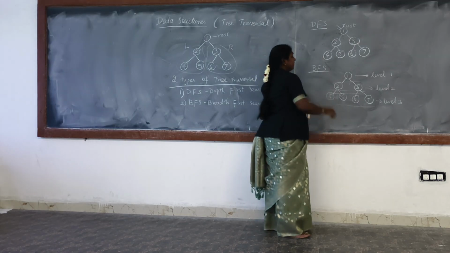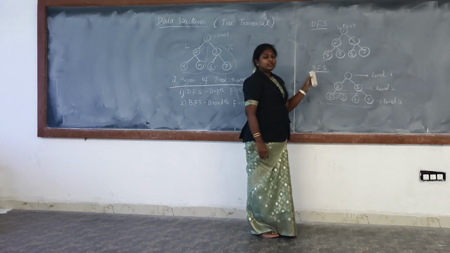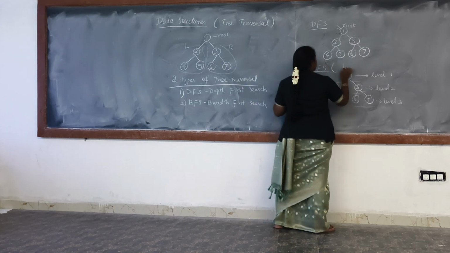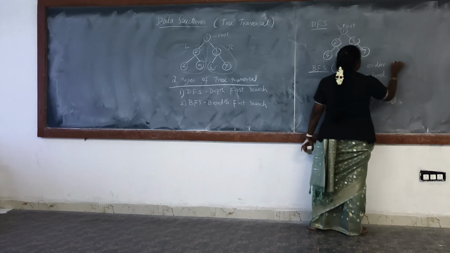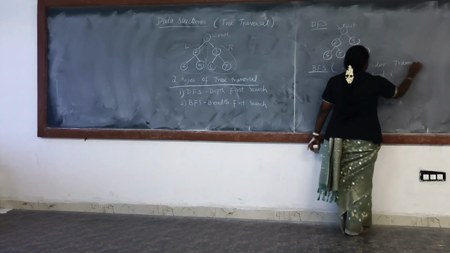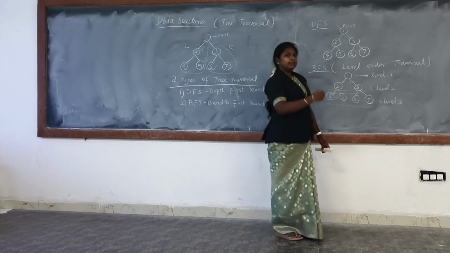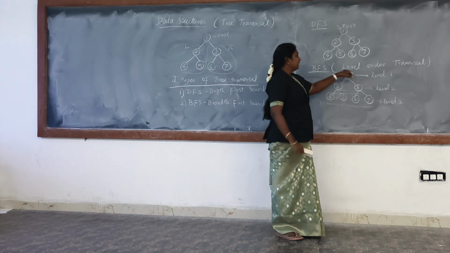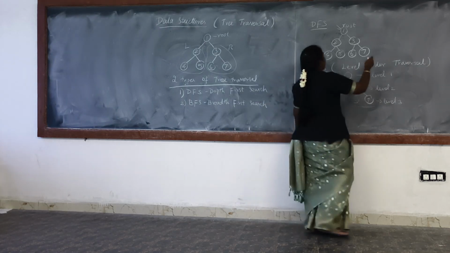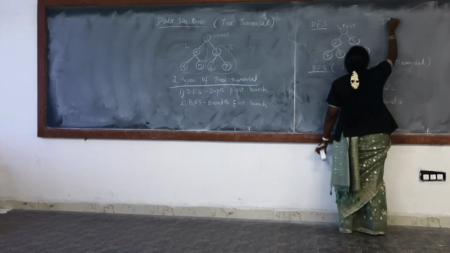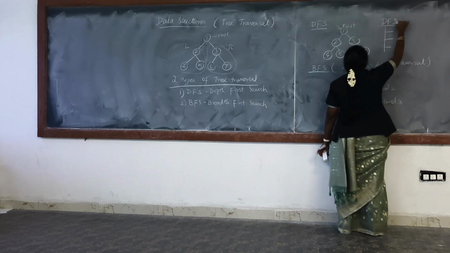And under DFS, and I forgot to tell you that BFS is also called level order traversal. Okay, since it follows the level, completes a level and moves on to the next level, it is called a level order traversal. Under DFS there are 3 types.